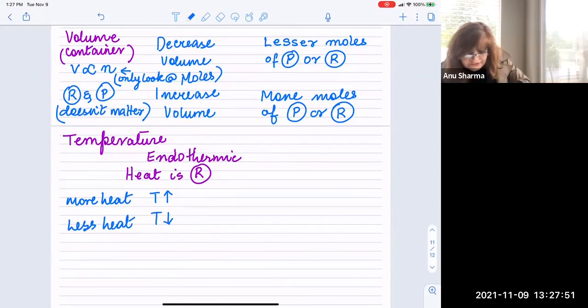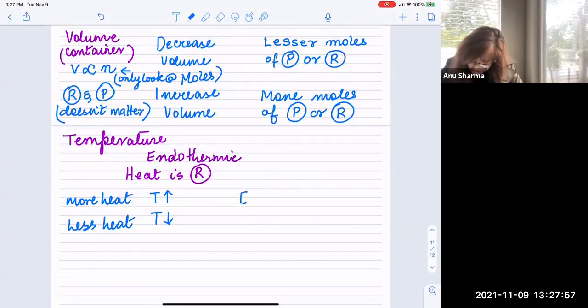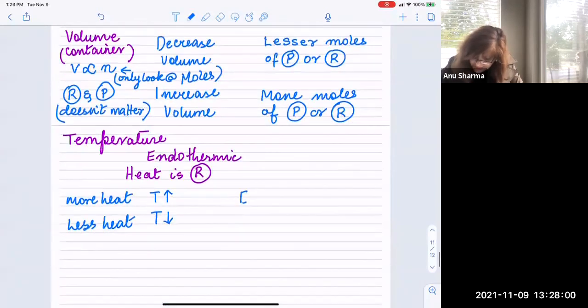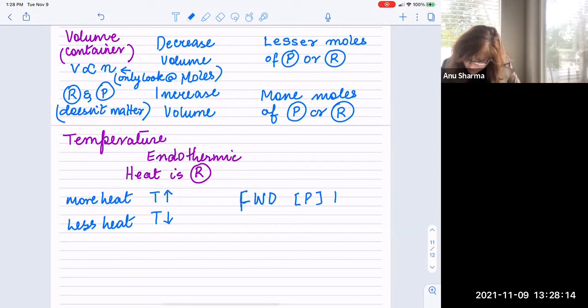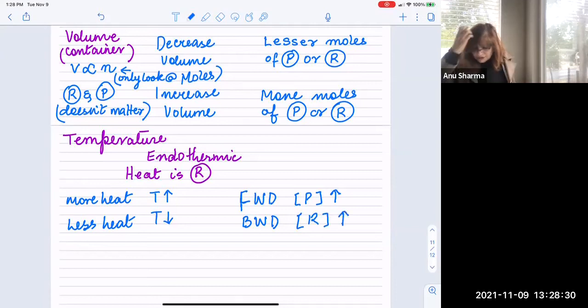And since heat is a reactant, if more heat is added, the reaction is going to move forward, because heat is a reactant and it is being consumed. So forward, and we will see more of the products forming. But if you remove the heat, then the reaction moves backward, and when it moves backward, the concentration of the reactants increases.